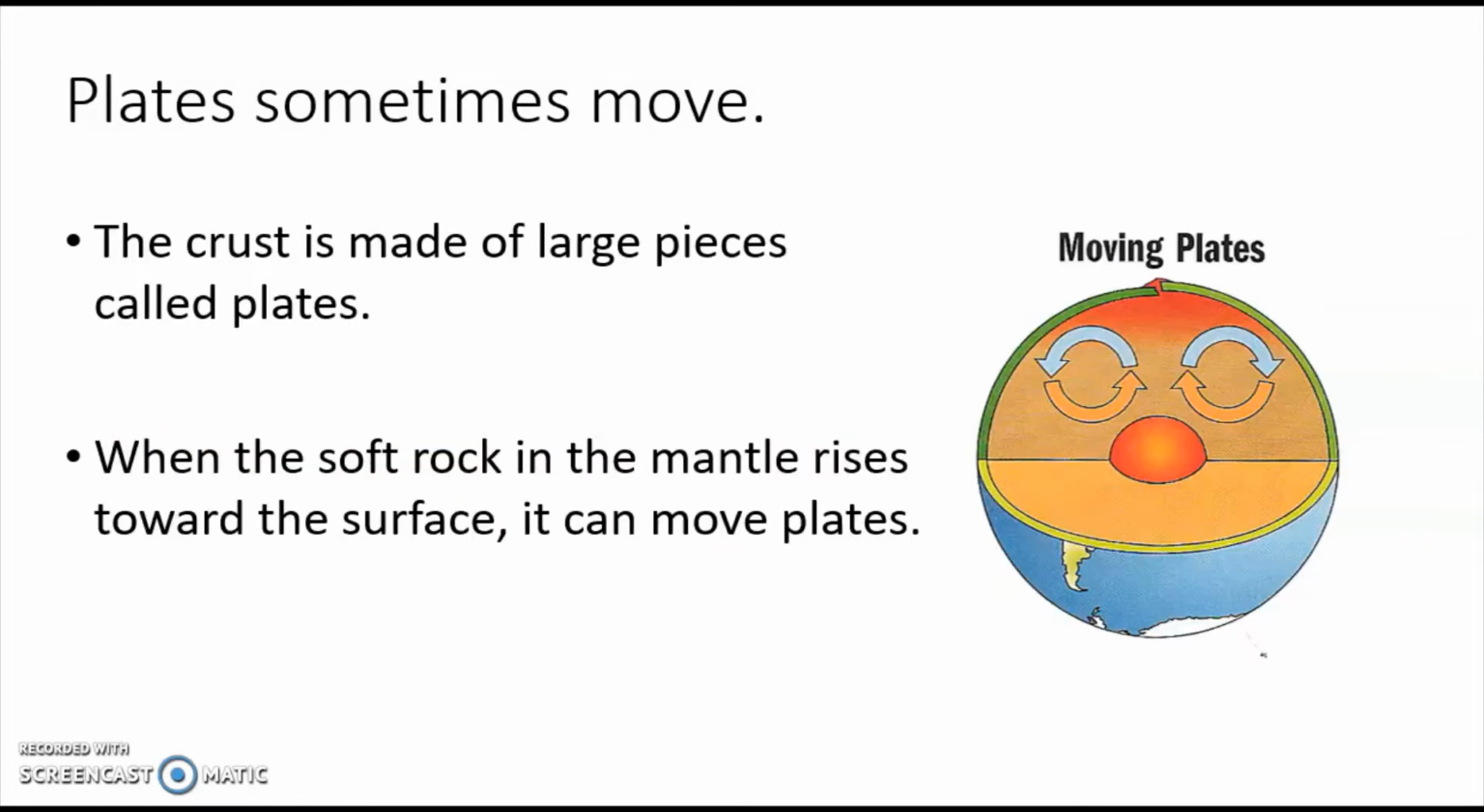Okay, now Earth's crust has large pieces called plates. So plates sometimes move. The crust is made of large pieces called plates. So those move sometimes, and let's see why they move. When the soft rock in the mantle rises toward the surface, it can move plates. So like hot rock is coming up, the plates in the surface start to move, okay?